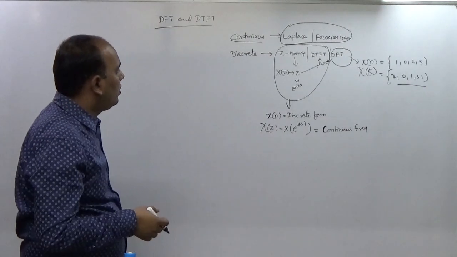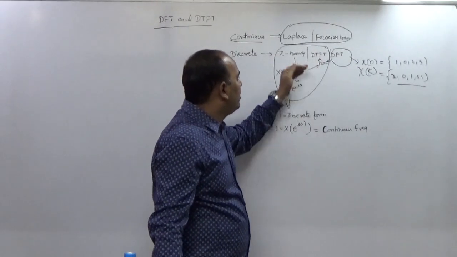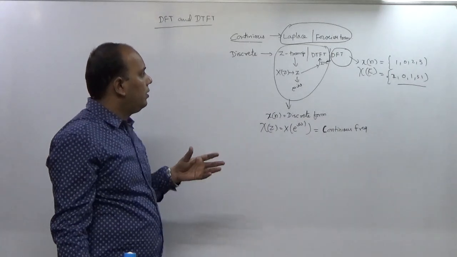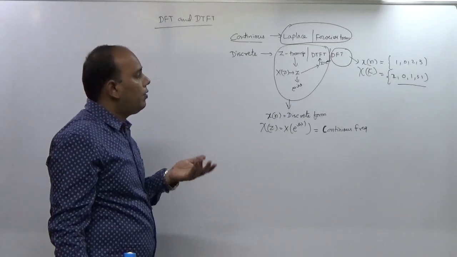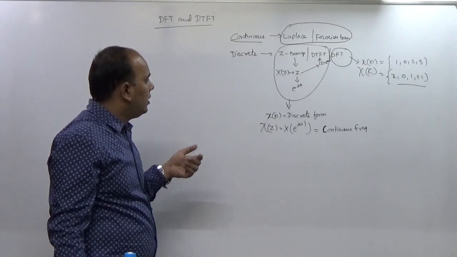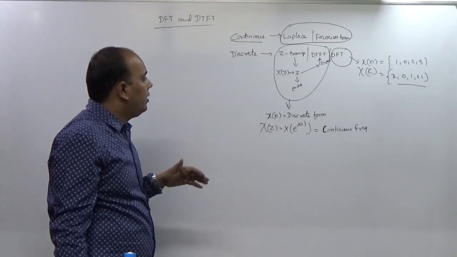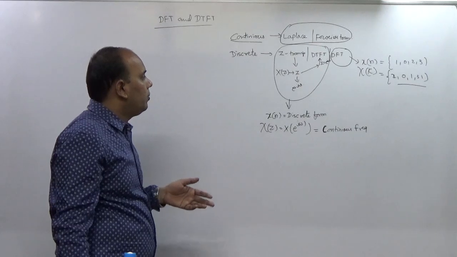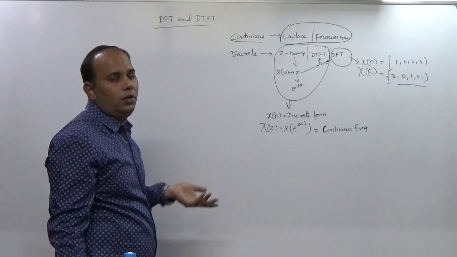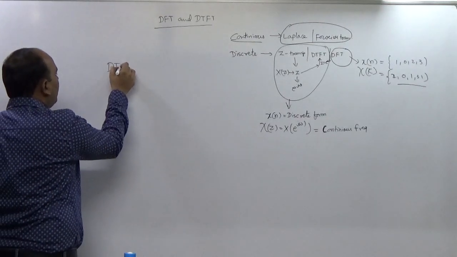As the Z transform is already completed, our next topic is DTFT, the discrete time Fourier transform. This DTFT can be obtained by just putting e power of j omega in the place of z, right? X(z) is a continuous function of z. Similarly, when we put z equal to e power of j omega, it becomes a DTFT, and it will also be a continuous function of omega. So our next part is DTFT, the discrete time Fourier transform.